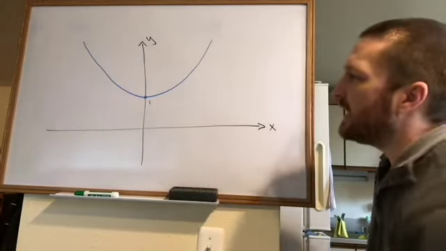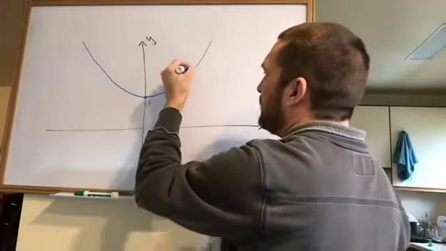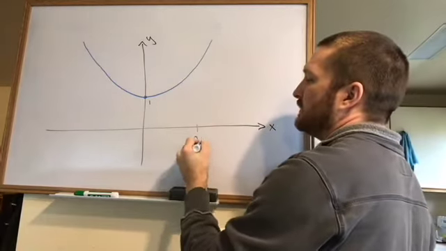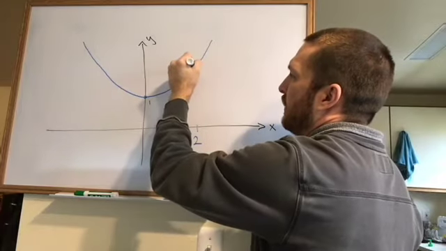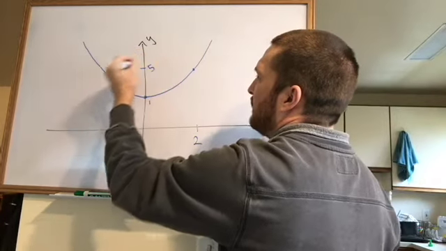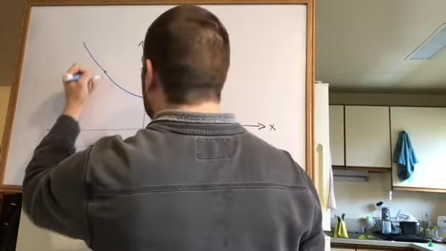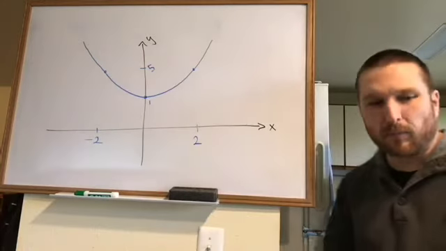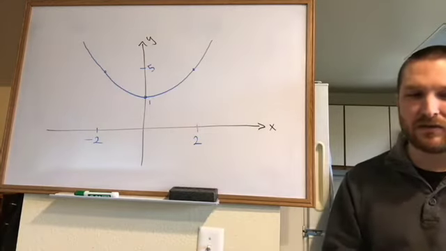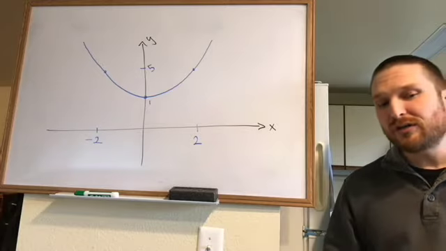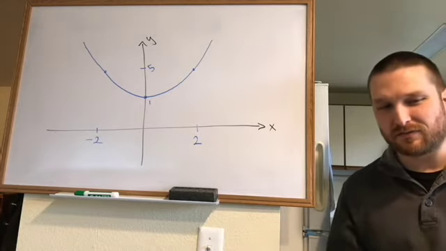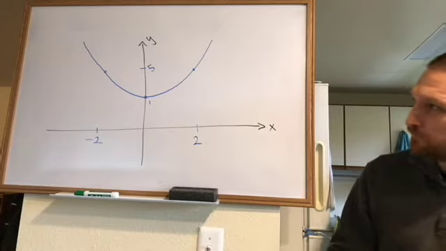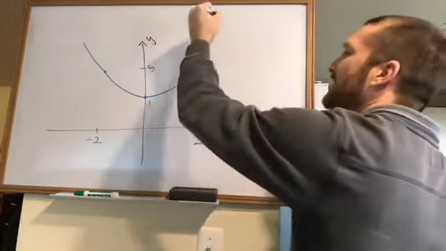And maybe I give us a couple other points. Maybe I say something like at 2, the output is 5. Ditto over here at negative 2. Okay, so I've given a couple points. I haven't defined the whole function. I could, if I wanted to, define it with a formula. But let's just look right now. And I'm going to say this right here.